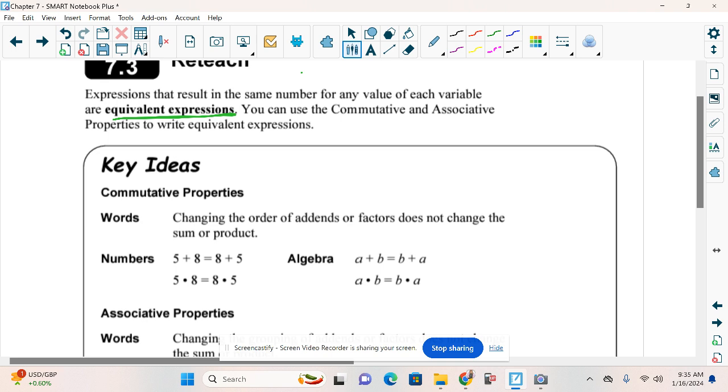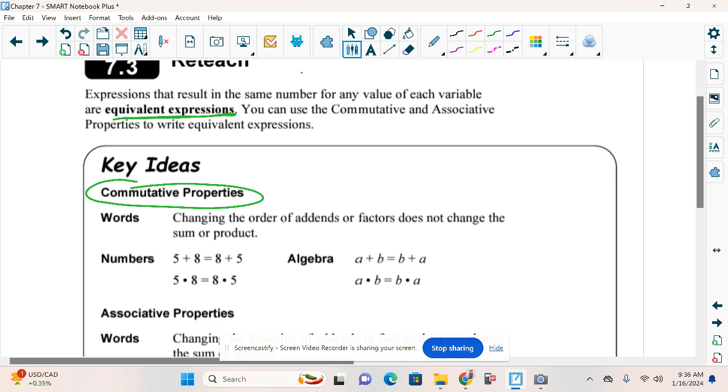The first thing we have is called your commutative properties. I would circle that word because that's a vocabulary word that you're going to see. Commutative property means that you can change the order when you're adding or multiplying, and it's not going to change the answer. For example, what's 2 plus 3? 5. What's 3 plus 2? 5. It doesn't matter which one comes first, you still get the same answer.